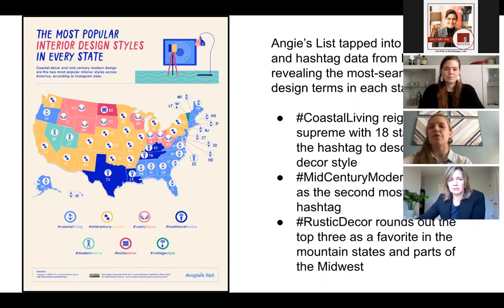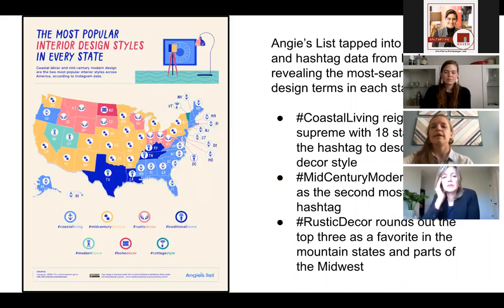The research does show that coastal living is the top interior decor hashtag used in 18 states, so that's huge. Unsurprisingly, most of those 18 are coastal states and mostly on the East Coast, so that made sense to me. The second most popular hashtag is mid-century modern, with West Coast Instagram users favoring this style. And then finally, rustic decor rounds out the top three, with a lot of the mountain states and some of these Midwest bordering on Northeast states favoring this farmhouse kind of style.